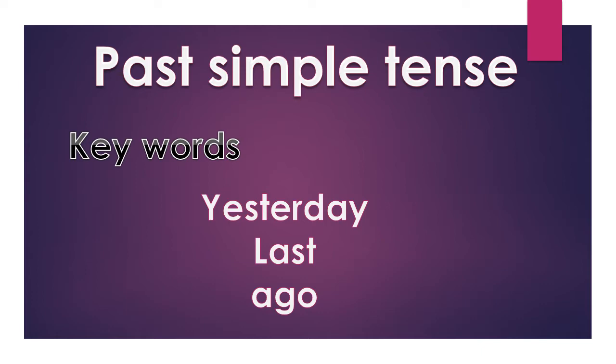We have the keywords for the past simple tense. If we find these words in a sentence, we already know that this sentence is in the past simple form. For example, yesterday, last, ago. These are the most common keywords for past simple tense. For example, I played tennis yesterday. They went to school yesterday.